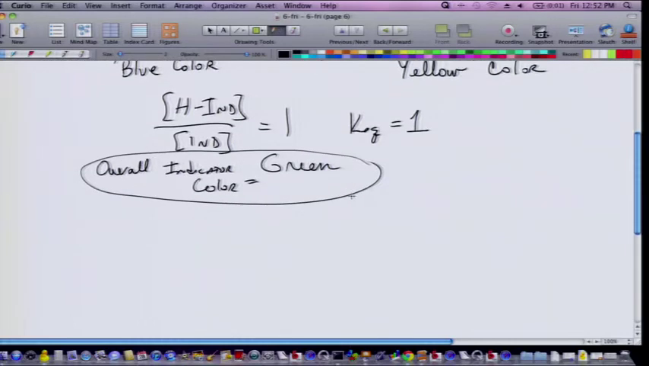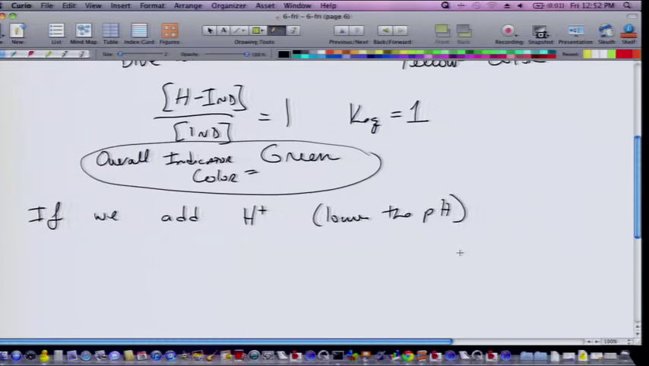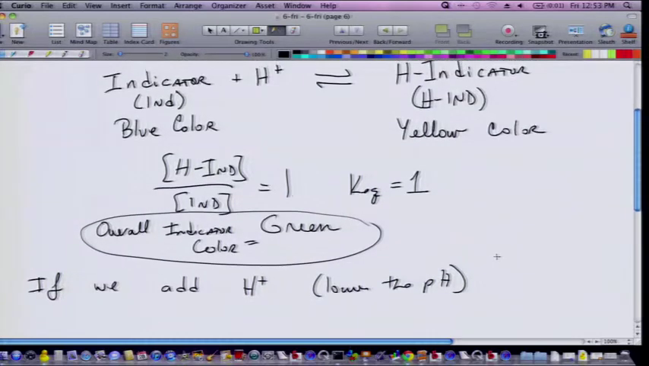So that's one case. But what if, by Le Chatelier's principle, we add H+, i.e. lower the pH? I basically already taught you this by the aluminum hydroxide example. From this KEQ, if we start out with a KEQ equals 1, and then we add protons, now what color is it going to become? Remember, adding protons will create the HIn species. So it should become yellow.